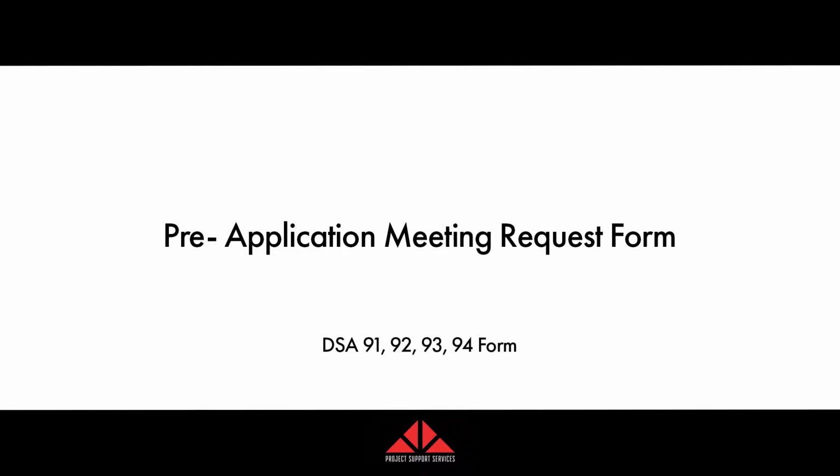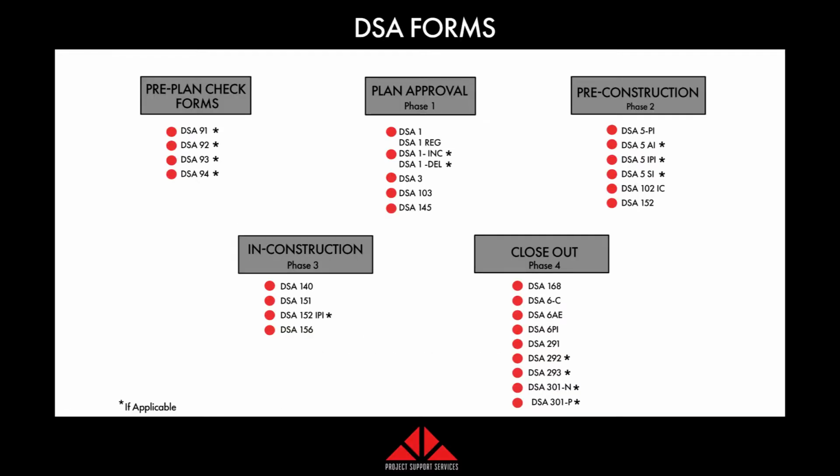In this training video, I'm going to teach you about the pre-application meeting request form, also known as the DSA 91, 92, 93, and 94 form. Now, which phase is this used for? We call this the pre-plan check phase.